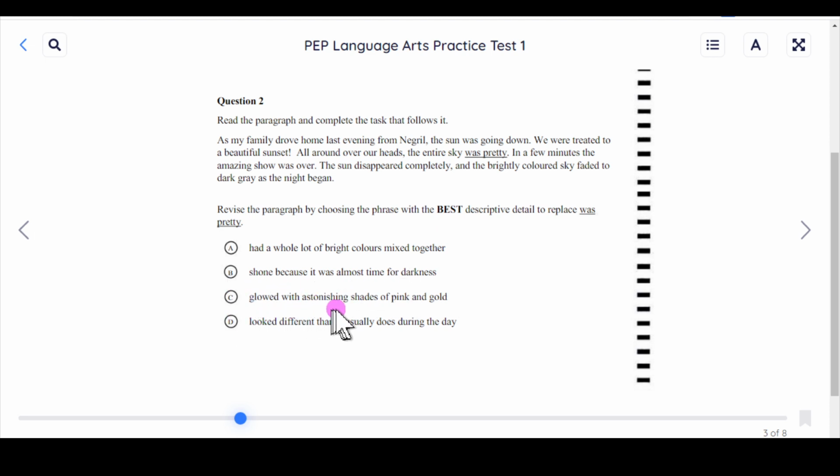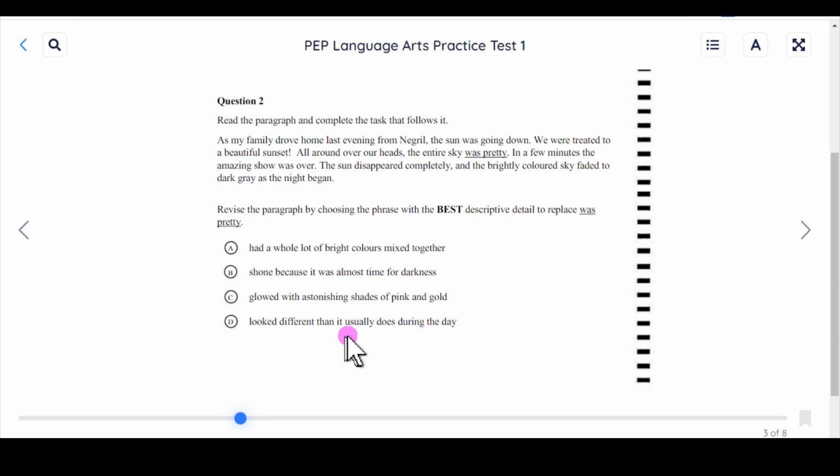Glowed with astonishing shades of pink and gold. Now, based on my previous knowledge, I know that at that time of the day, the sky appears to be golden, a golden color, and sometimes it has this pinkish hue to it. True. So let me hold on to this for a little while. I'm not taking A, I'm not taking B, I'm just holding to C. Then I'm going to check with D to see if this one is better.